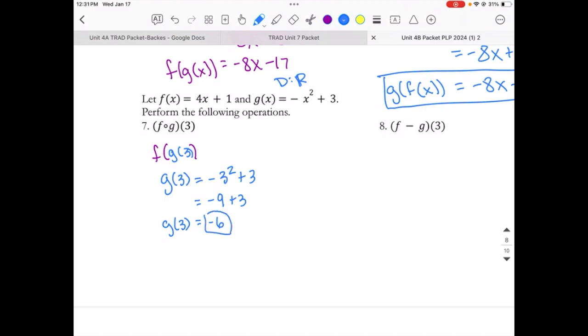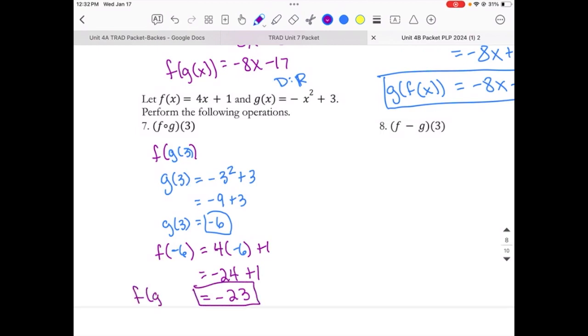So this whole thing is going to go into the F function because that's what G of 3 is. So we're going to do F of negative 6 and plug negative 6 in, so we get 4 times negative 6 plus 1, which is negative 24 plus 1, and we end up getting negative 23. And what we just found there is F of G of 3.